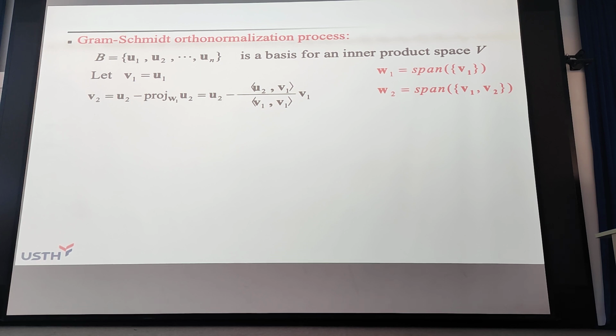The third step. Now V3, we take V3 to be U3 minus projection of U3 onto that subspace. Or by formula, you get that one.